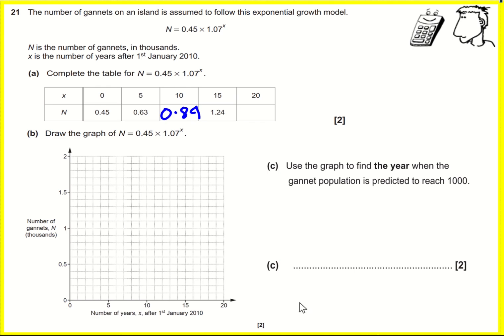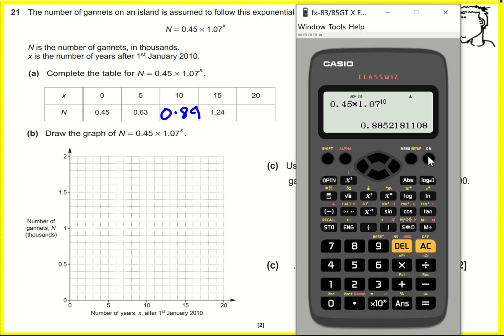Okay, and I could do the same for 20, or I can use a more sophisticated table function on my calculator, which will deal with it. f(x) is going to be 0.45 times 1.07 to the power of x. I'm not interested in a second function. I'm going to start at 0, end at 20, going up in 5s every time.